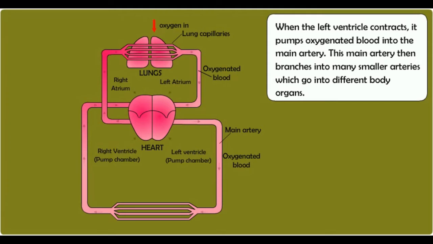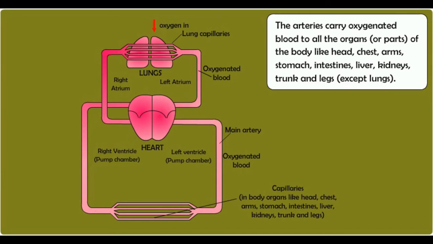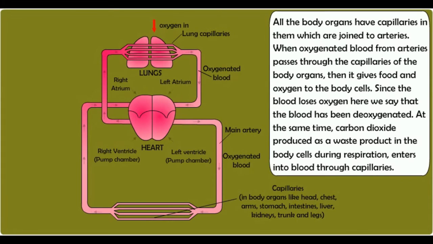This main artery then branches into many smaller arteries which go into different body organs. 4. The arteries carry oxygenated blood to all the organs or parts of the body like head, chest, arms, stomach, intestines, liver, kidneys, trunk, and legs, except lungs. 5. All the body organs have capillaries in them which are joined to arteries.